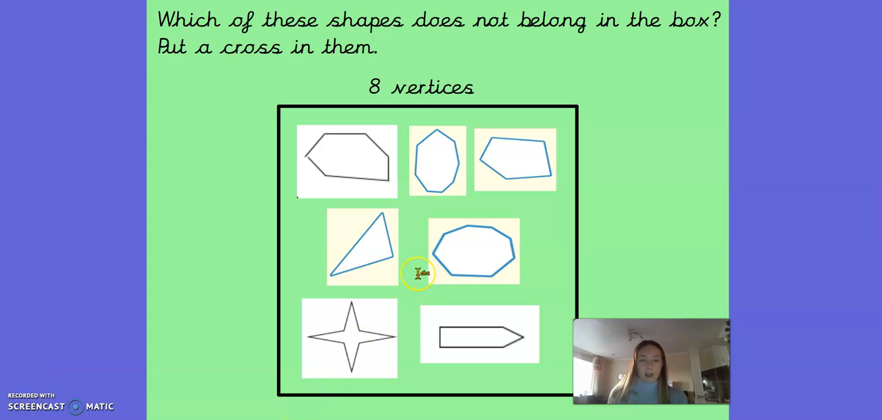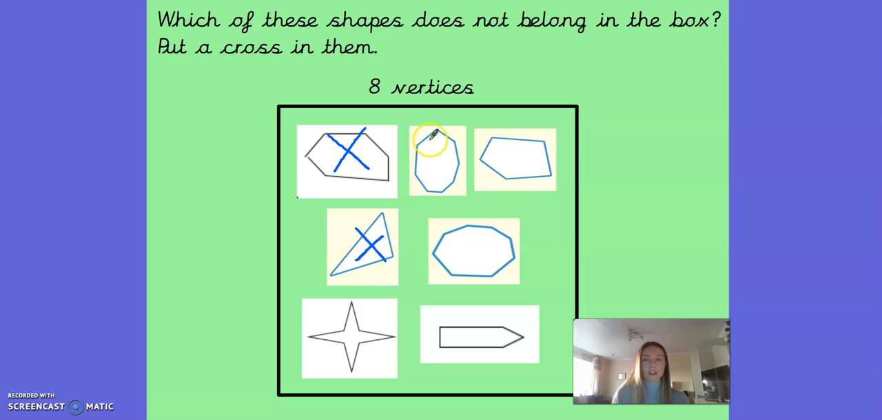There are a few shapes on here which I know straight away we could put a cross through them because they definitely do not have 8 vertices. And the one I spotted straight away was the triangle here, because we know a triangle has 3 vertices, so that one doesn't belong in the box. I could also spot this one here. Let's check how many vertices we can see. 1, 2, 3, 4, 5, 6. So this one does not belong in the box.